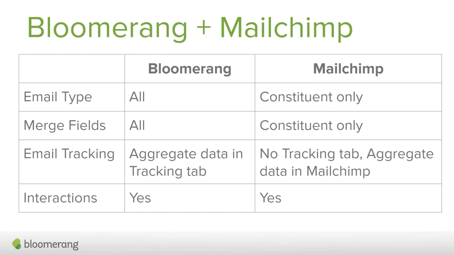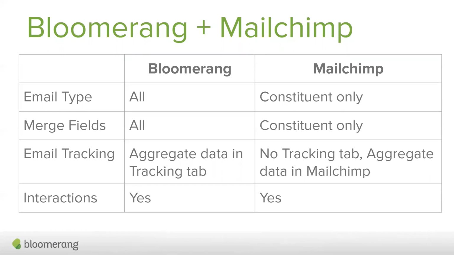But with Bloomerang emails, you can send any type of email. So whether it's a transaction email or an interaction, like a volunteer hours, or even just some that are based on the donation itself. In Mailchimp, it can only be constituent information. So no transactional data or no interaction data can be pushed to Mailchimp. Same thing with merge fields, you can use any merge field in emails with Bloomerang emails. And if you're designing the email in Mailchimp, it will only be constituent merge fields.